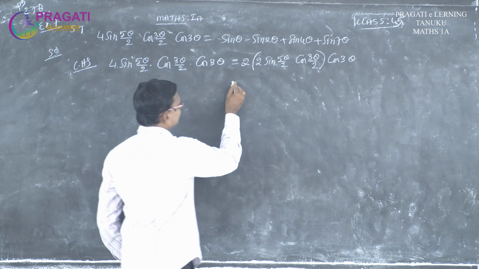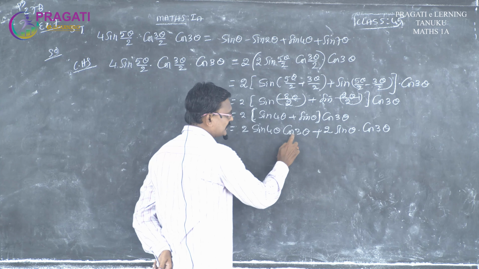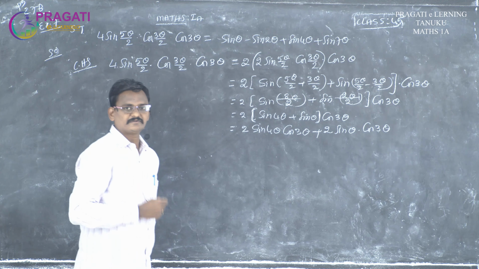Now directly this is one of the formulas. This is 2 sin A cos B. Once again, the first one is 2 sin A cos B. The standard formula is sin(A plus B) plus sin(A minus B). That formula I am going to apply now: sin(4 theta plus 3 theta) plus sin(4 theta minus 3 theta). So this part is over.